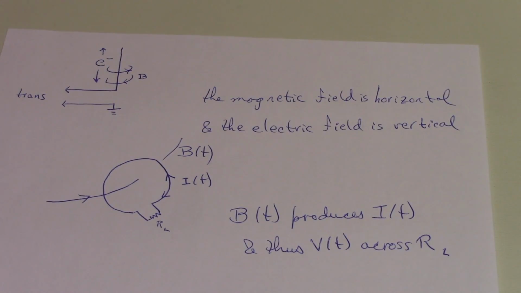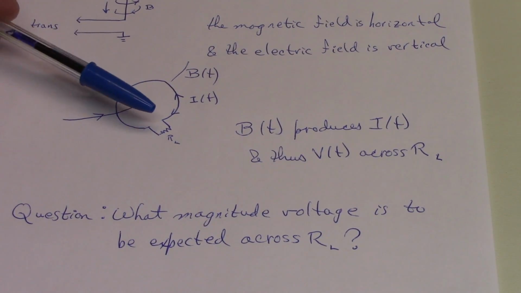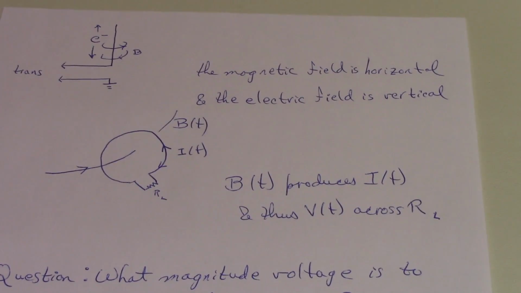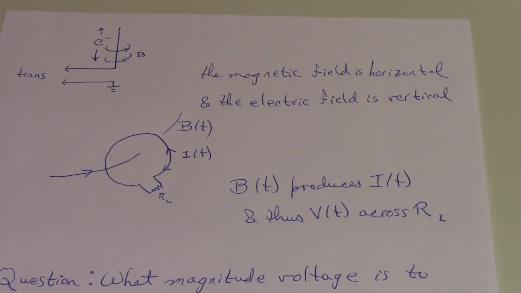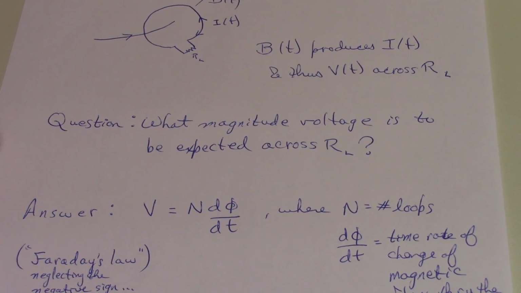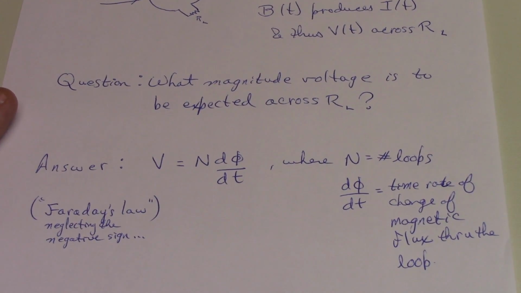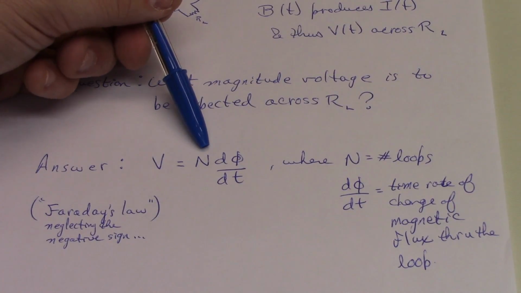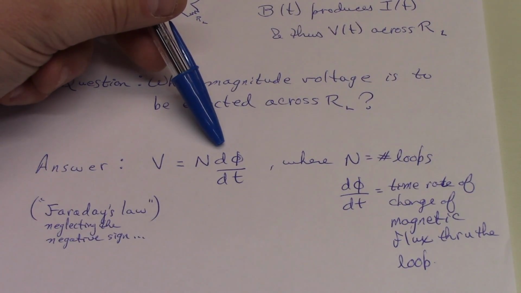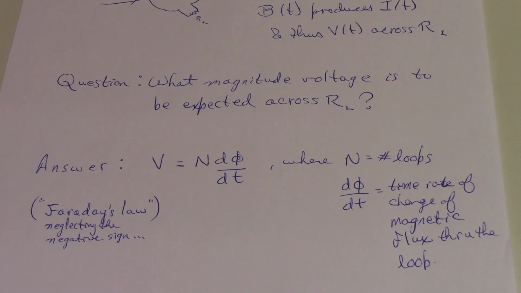So the question that I'm asking is essentially, what magnitude of voltage can we expect to be delivered into a load connected across that loop from the magnetic fields generated by nearby or local AM radio stations? The answer to that is given by Faraday's law. In mathematical form, that law states that the voltage in the loop will be proportional to the number of loops that the length of wire defines, times the time derivative of the magnetic flux through the loop.